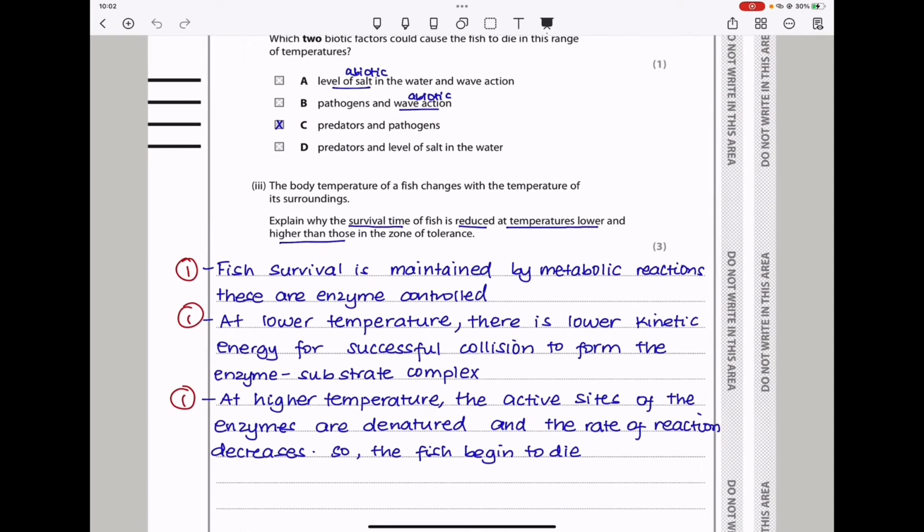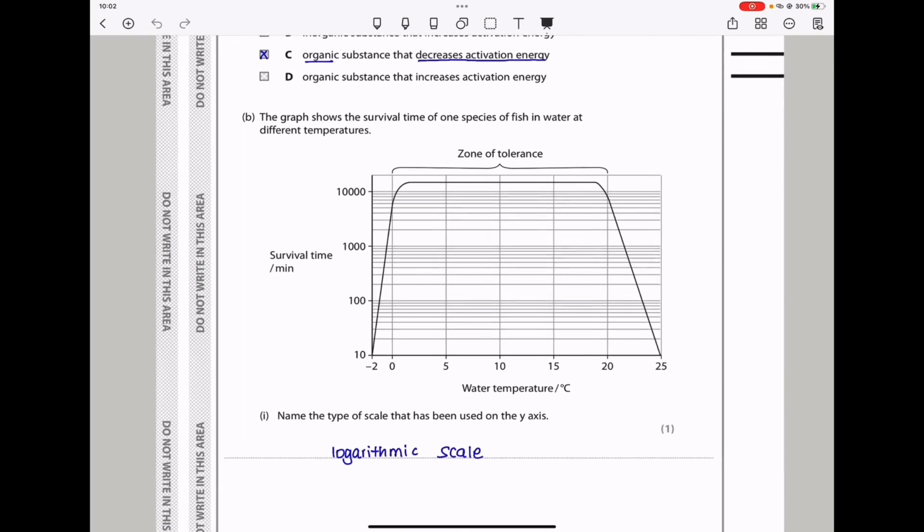The next part says the body temperature of a fish changes with the temperature of its surroundings. Explain why the survival time of fish is reduced at temperatures lower and higher than those in the zone of tolerance. This is mainly due to enzyme activity.